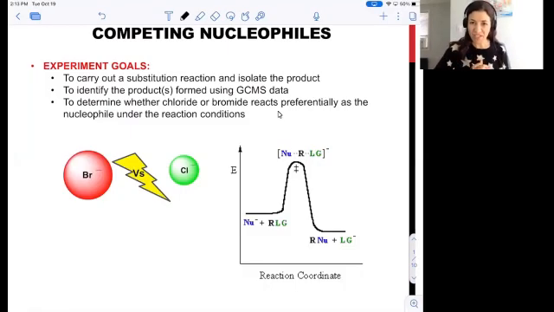Welcome to the pre-lab discussion for experiment 6. In this week's experiment, we're going to carry out a substitution reaction and isolate the products. We're going to be using two nucleophiles, which will potentially react with our substrate through a substitution reaction. Our goal is going to be to determine whether one of the nucleophiles preferentially reacted with the substrate. In order to do so, we're going to use gas chromatography mass spectrometry to analyze the product or products produced.